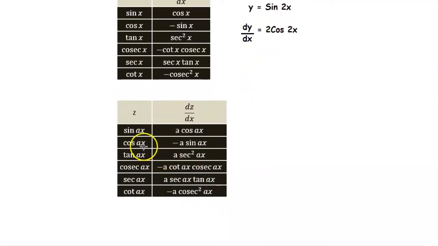The derivative of cos ax will be minus a sin ax. The derivative of tan ax will be a sec squared ax. The derivative of cosec ax will be minus a cot ax cosec ax. The derivative of sec ax will be a sec ax tan ax. And the derivative of cot ax will be minus a cosec squared ax. When you look into all of these derivatives, you can see that they follow the same order: the constant multiplied by the derivative of the trigonometric function. So this can be clearly seen using these two tables.